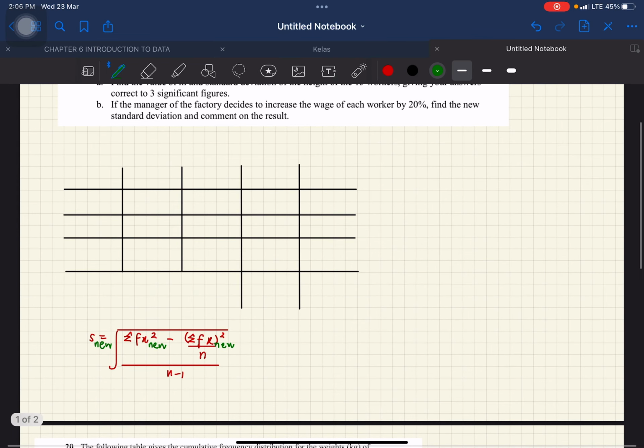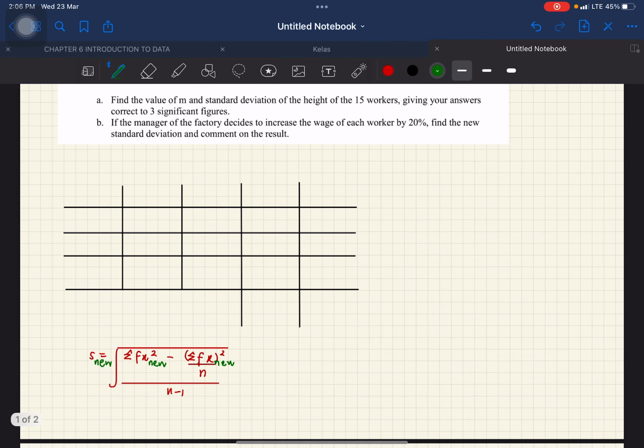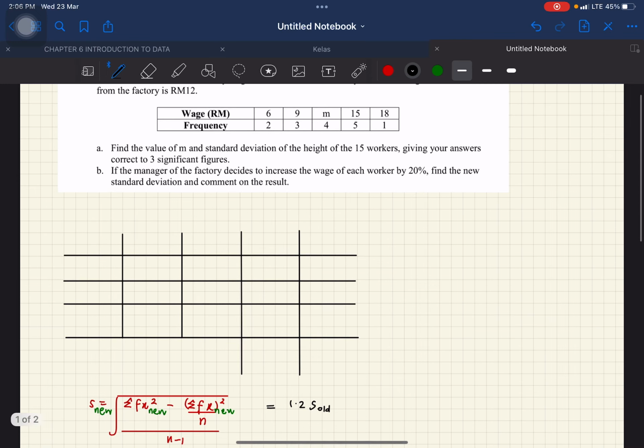Right, so how can we find this new formula? Why do we want to find it? Because I want to prove that the new standard deviation is actually just multiplied by the amount of the increase, so 1.2 times the old standard deviation, where old stands for the old standard deviation. Okay, so let's do this together.